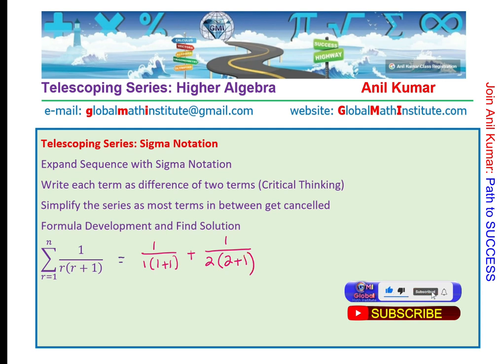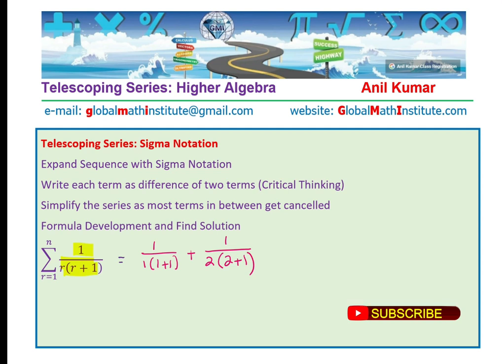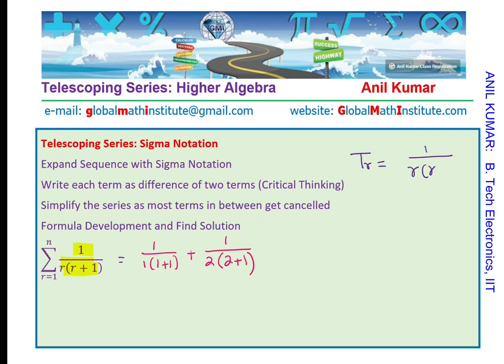So what do you see? This is a general term, right? Normally we also write the general term t r, since we are using r, as equal to 1 over r times r plus 1, right? So that is the general term. You'll use the concept of general term in solving many sequences, which involve the binomial theorem also.